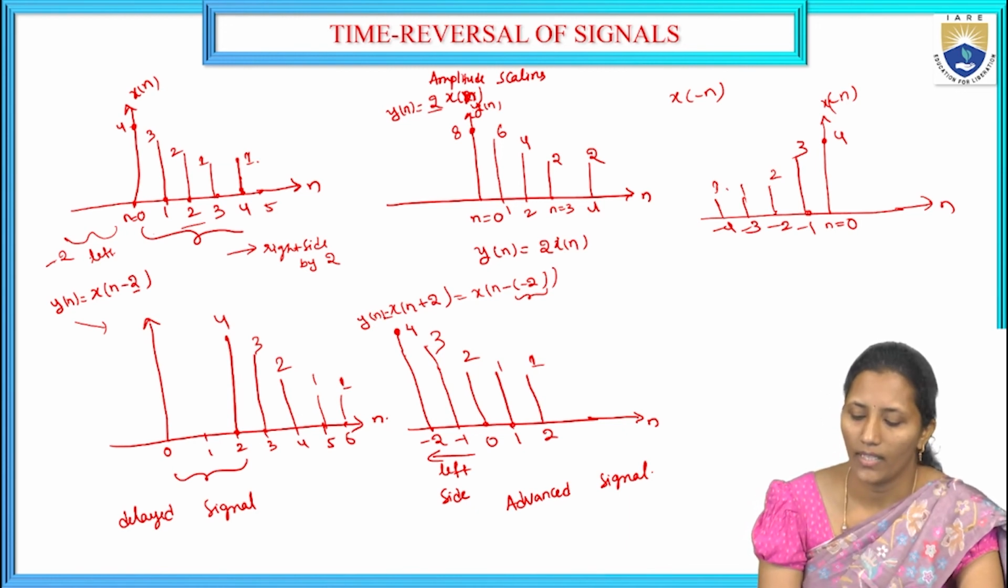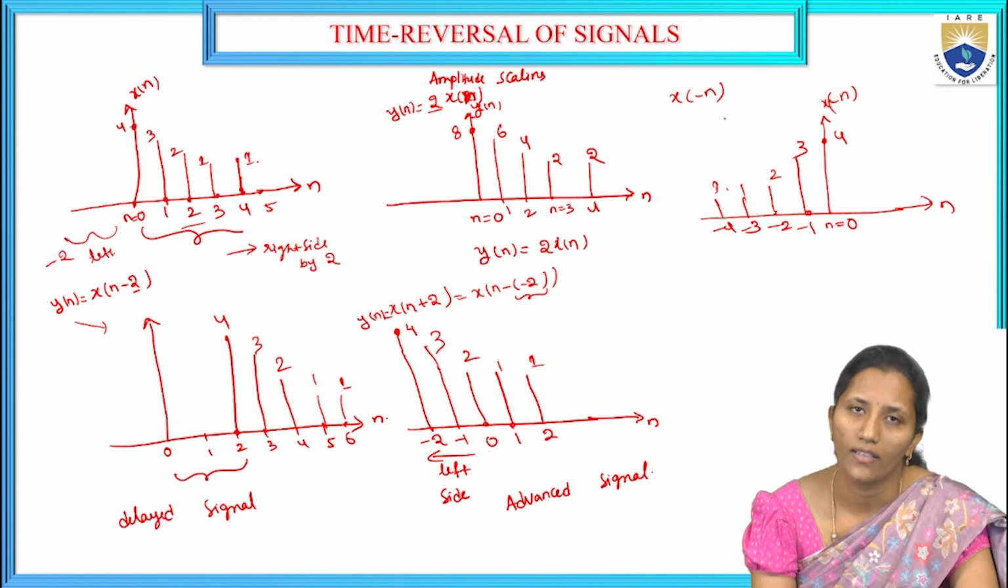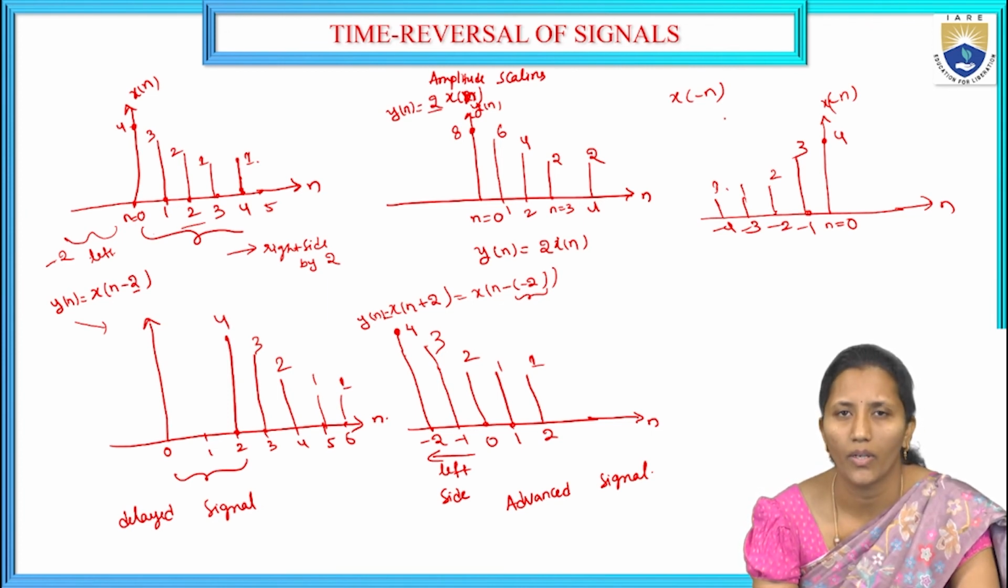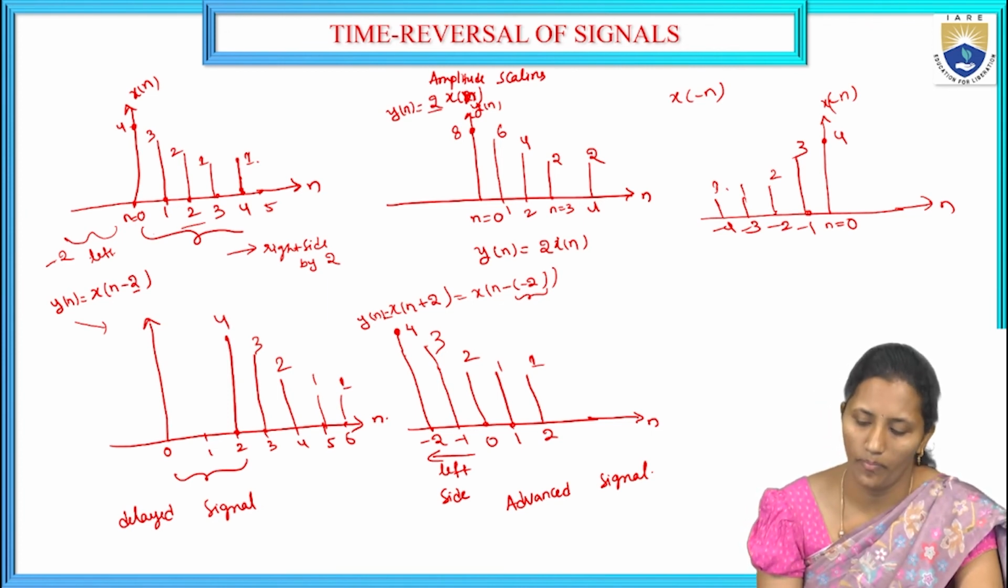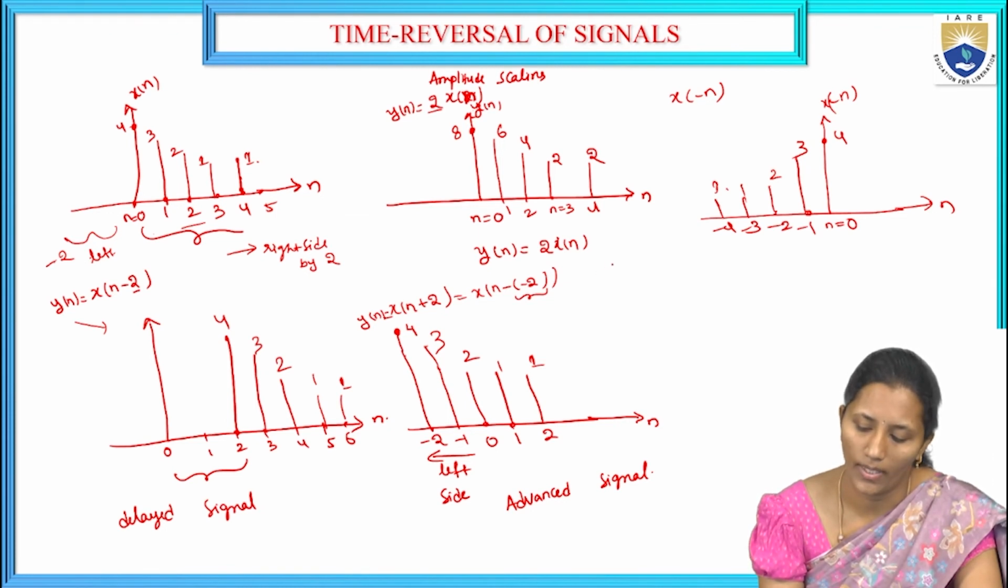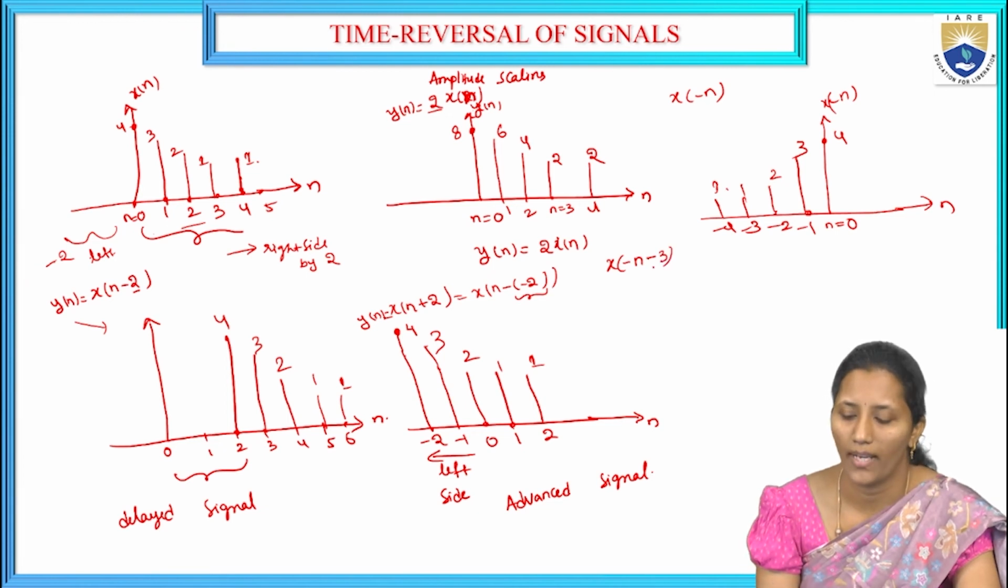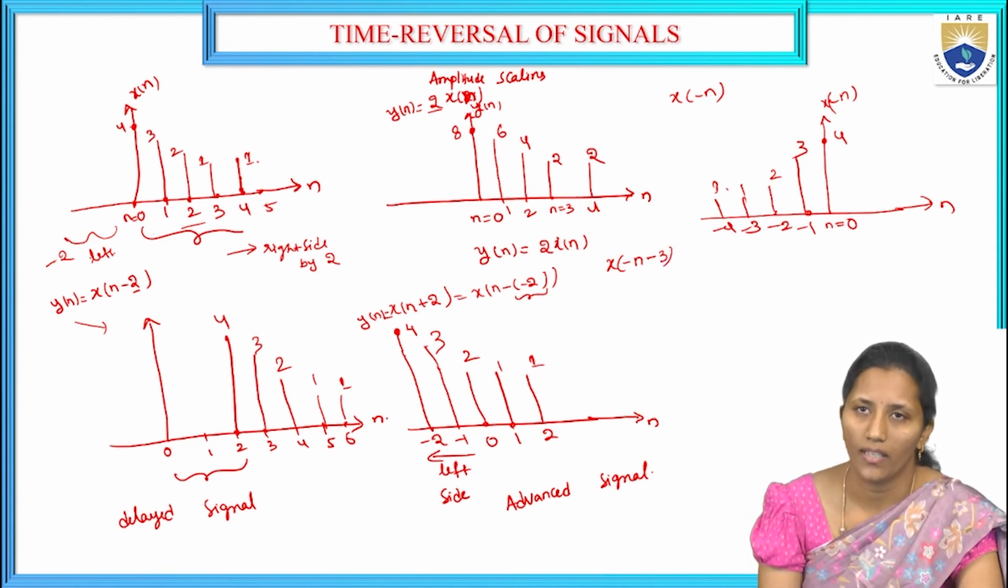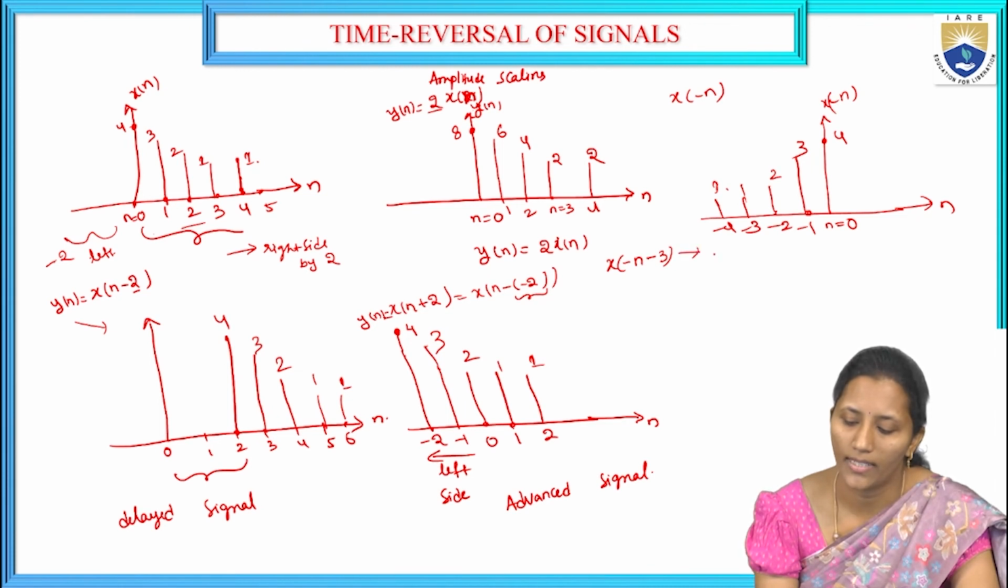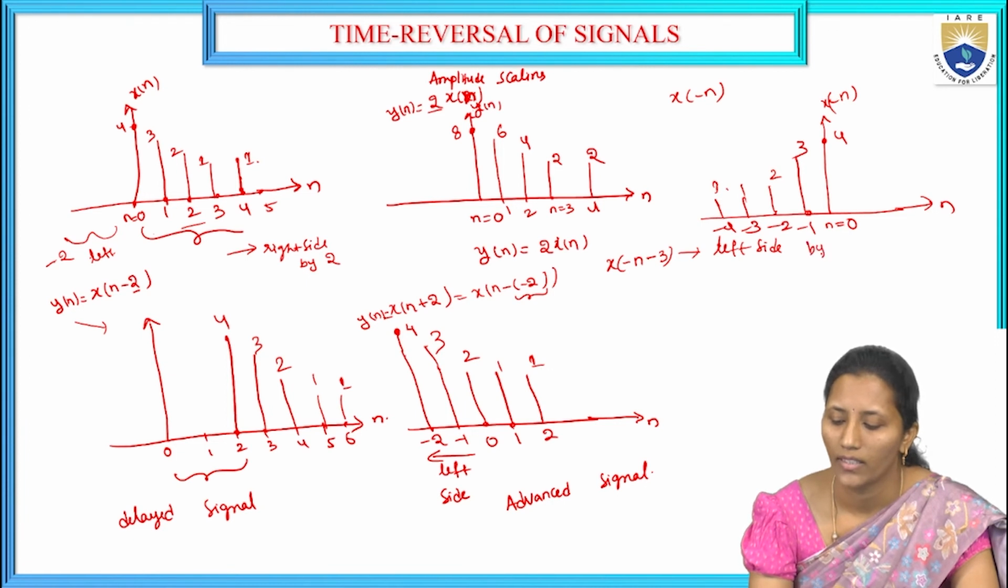As well as, we have another example. After time reversal of the signal, if we want to shift the signal, what operations are we going to get? For example, I want to perform x of minus n minus 3. After time reversal, if you want to shift the signal for x of minus n minus 3, this will be shifted to the right side by 3 time units.